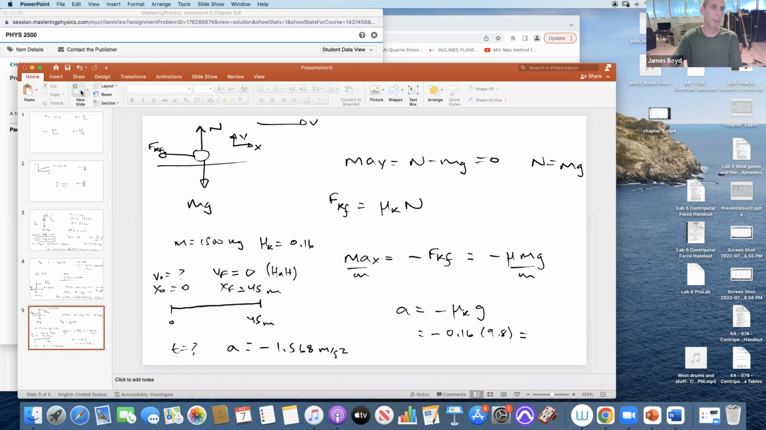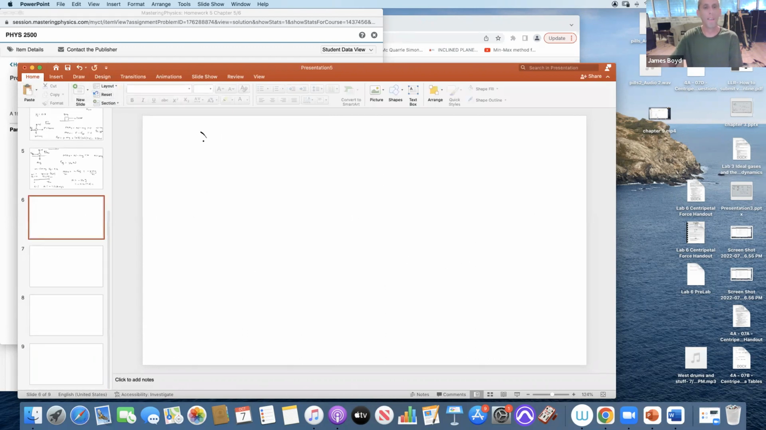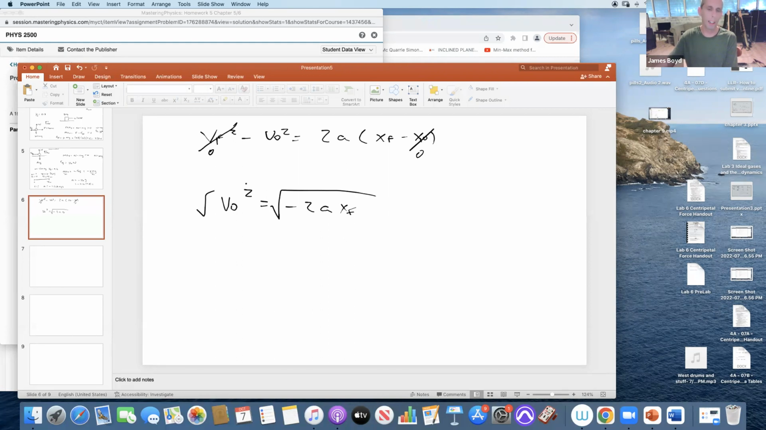Now, if we don't have time and we don't need time, the only equation that we want to use is the following. X final minus X initial is V, no, that's not the one we want to use, sorry. V final squared minus V initial squared is 2A times X final minus X initial. Now we want to solve this for V initial. V final is 0 because it comes to a halt. X initial is 0 because we chose it that way. There's a negative sign. Let's move that over. So negative 2A X final. And then we're going to take the square root of both sides.